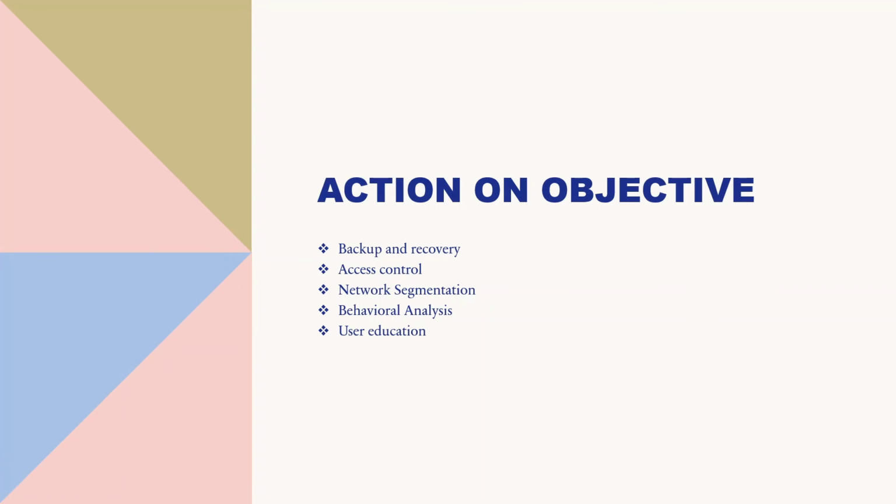Access controls. Implementing strong access controls such as firewalls and intrusion detection systems can prevent attackers from gaining access to your system in the first place. This can make it more difficult for them to achieve their objectives. Network segmentation. Segmenting your network can help contain the impact of a cyber attack. By separating critical systems and limiting access between them, you can prevent attackers from moving laterally across your network and achieving their objectives. Behavioral analysis.